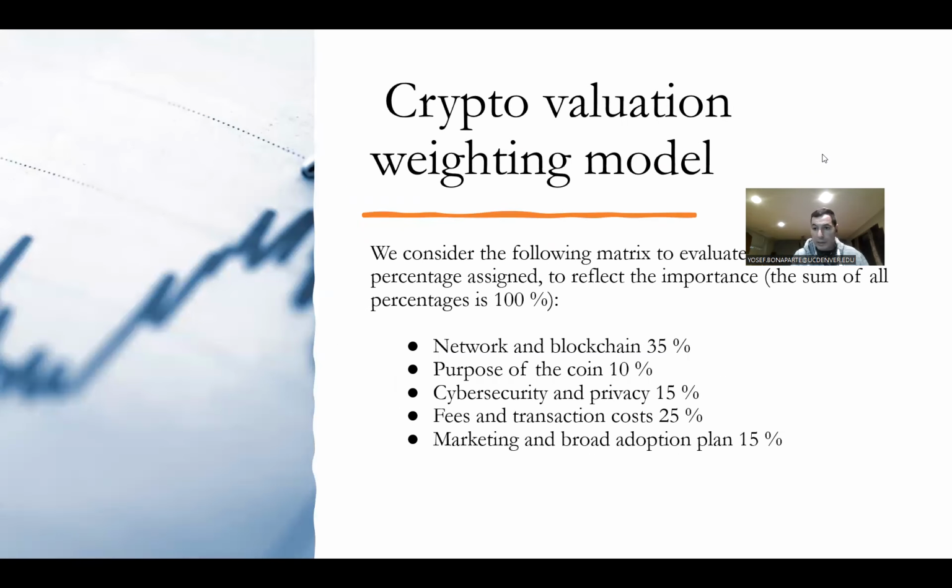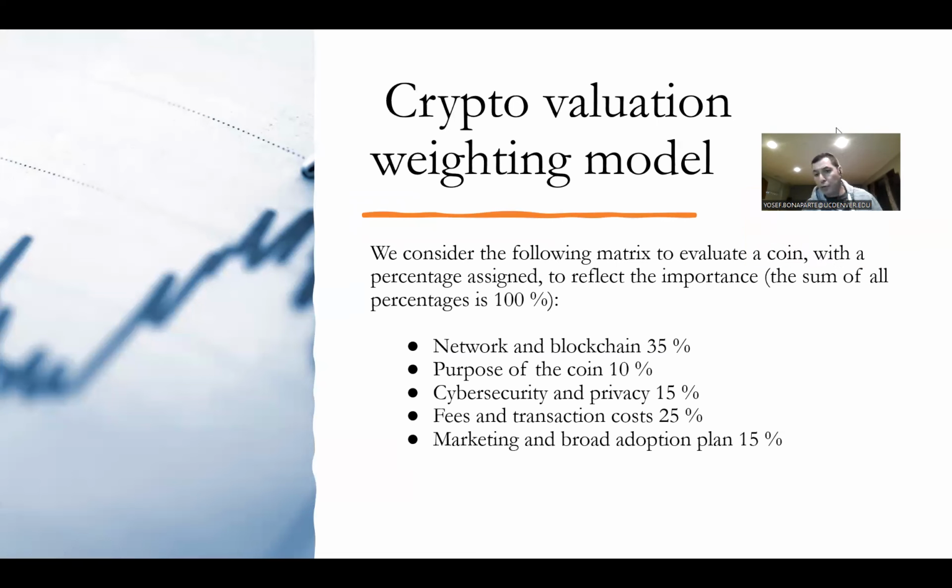Here, crypto valuation. I do consulting in this business. I have a book, of course. When I evaluate a crypto, I give weight for the network and blockchain 35%, 10% for purpose of the coin, 15% for cybersecurity and privacy, 25% for fees and transaction cost, how they do it. And marketing and broad adoption plan is 15%. So transaction cost here, I'm talking about the consensus mechanism. Is it more coin? How much a supply of coin? Or just fees?